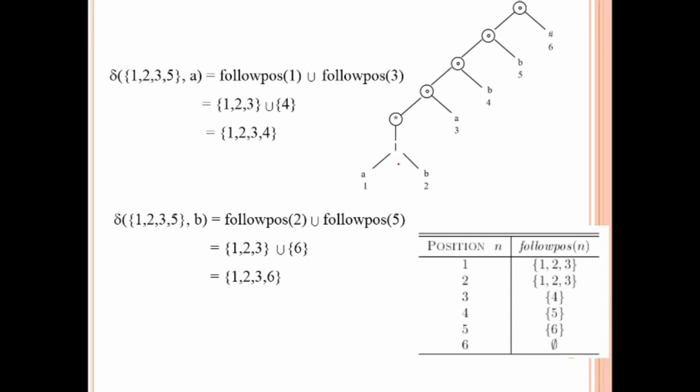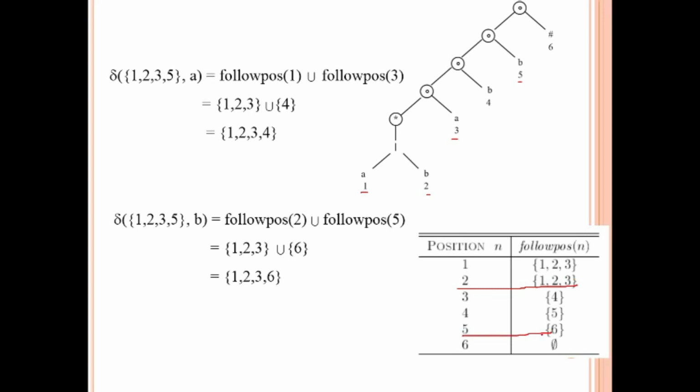Now in these positions 1 2 3 5, we will see which positions are corresponding to symbol A. Again let's look into the syntax tree. Position 1 and position 3, they correspond to symbol A. So we'll take follow position of 1 union follow position of 3, which gives us again 1 2 3 4. Then you can see symbol B, or the position 2 corresponds to symbol B and position 5 corresponds to symbol B. So we'll take follow position of 2 union follow position of 5. Follow position of 2 from the table we can see it is 1 2 3, and follow position of 5 is equal to 6. So we'll take their union, which gives us 1 2 3 6.